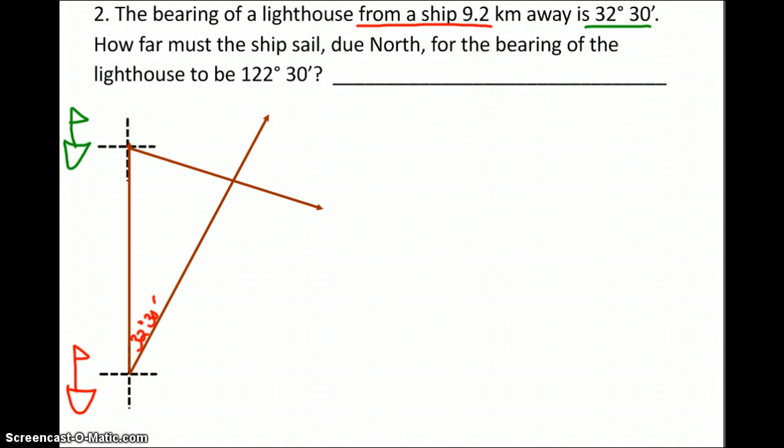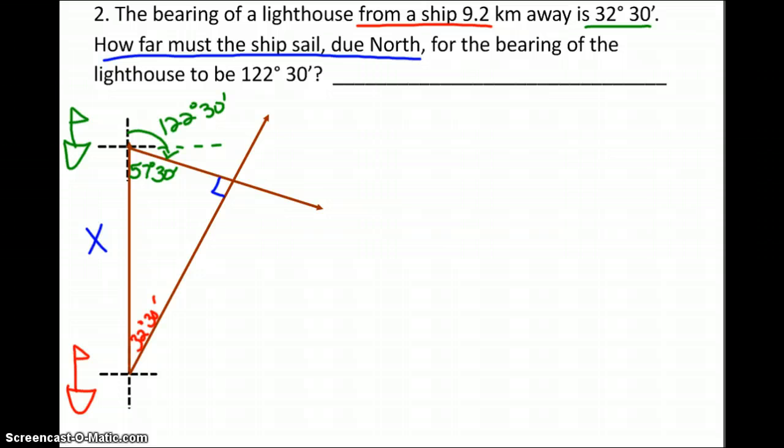Okay, so I know that this whole thing is 122 degrees and 30 minutes, which makes this supplementary angle 57 degrees and 30 minutes. These two acute angles are complementary, which means this is my right angle. I have a right triangle, and I can use SOHCAHTOA. So I need to find how far the ship sailed north. So I'm trying to find that distance.